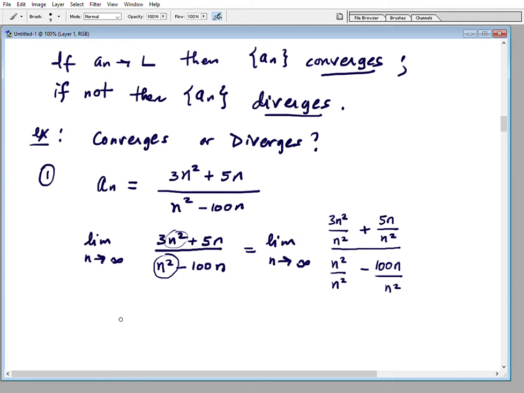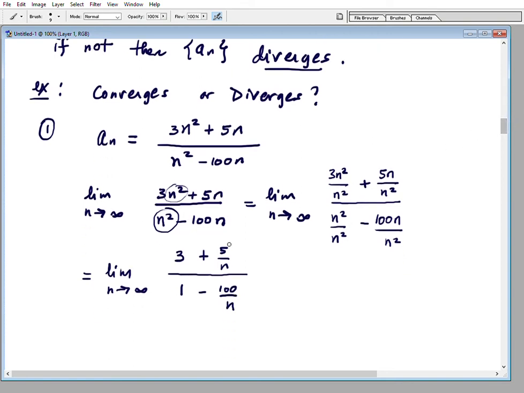Okay, so this is equal to, all right, so here we have 3, here we have 1, and just reduce 5 over n minus 100 over n. These go to 0 because of the n in the denominator. As n goes to infinity, these go to 0. So the whole thing goes to 3 over 1.